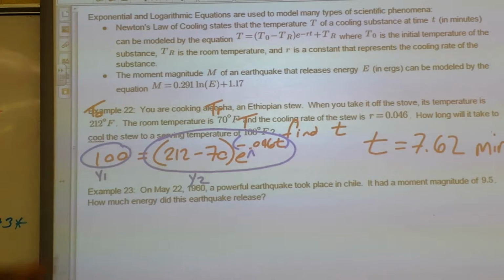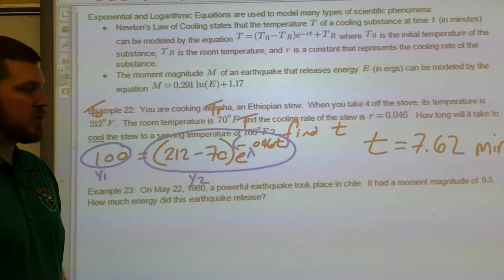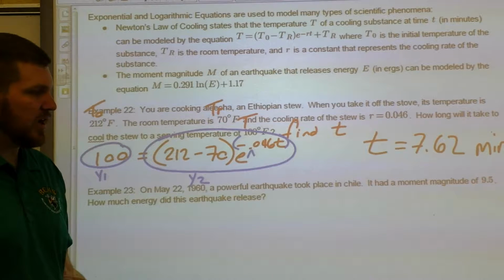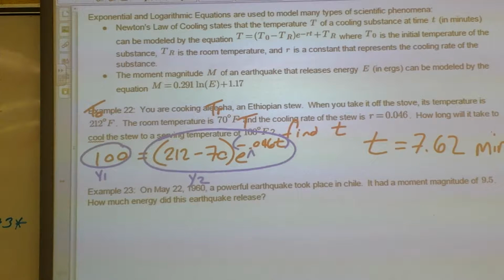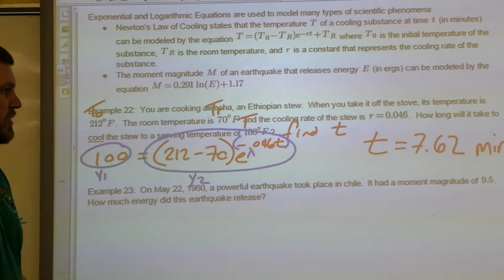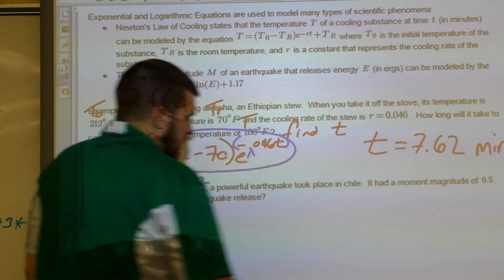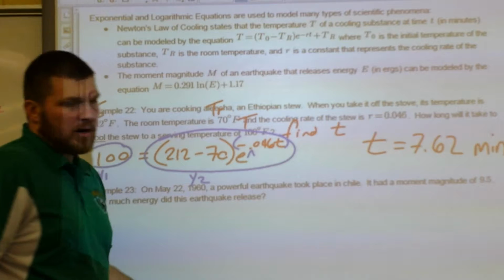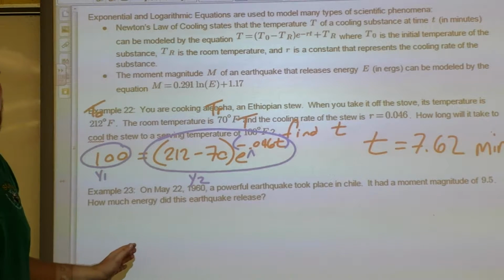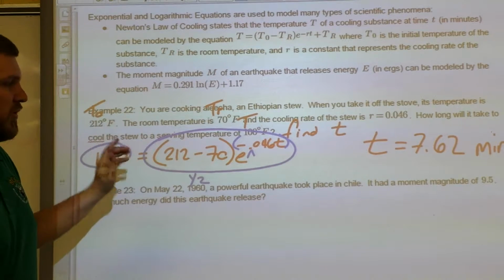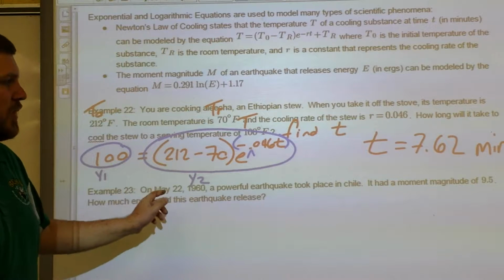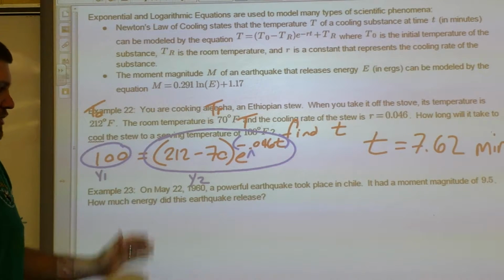So we're told that in example 23, on May 22nd, 1960, a powerful earthquake took place in Chile, which is a country in South America. It had a moment magnitude of 9.5. We want to know how much energy this earthquake released. Anytime you have a word problem, I don't care what situation it is or what math class it is, before you start doing anything, you need to label the information that's given to you.